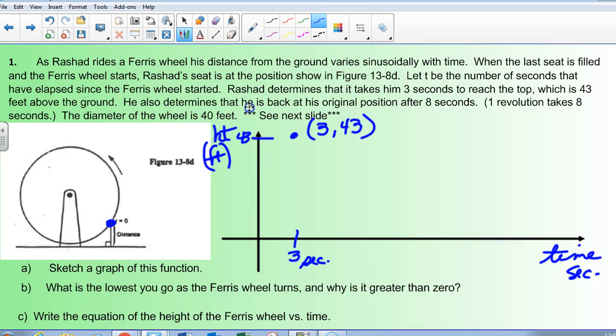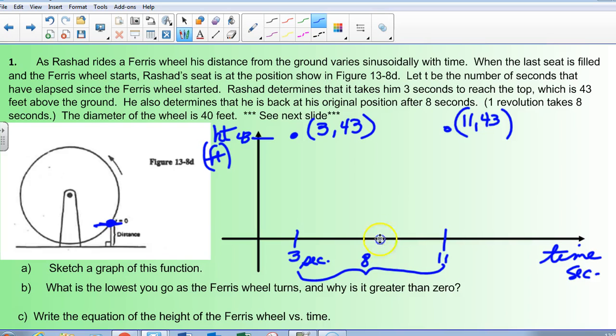He also determines that he is back at his original position after 8 seconds. So he's gone all the way around and he's back here after 8 seconds. So at 8 seconds, he's at some random position again. But what does that really tell us? The period, right? That's how long it took him to go around once. So he would be back at the maximum at what point in time? 11 seconds. In 8 seconds, but 8 seconds after this. So we'd be at 11, 43 over here.